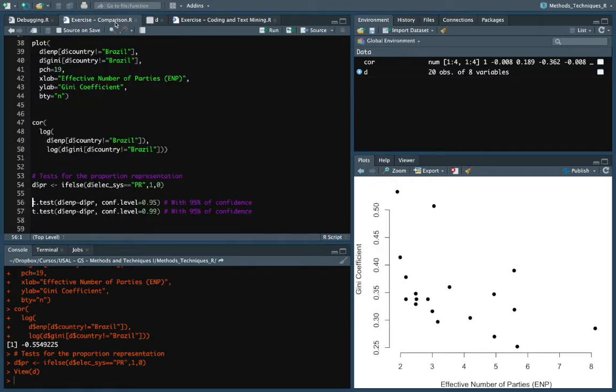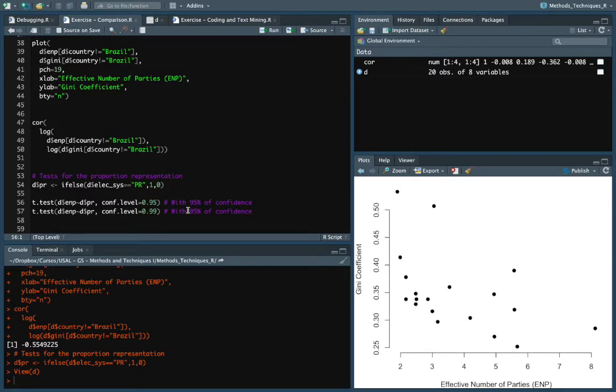And then I can use a hypothesis test. There is this test called t-test, student test, that can test the difference in means. So the question here is, do proportional representation countries present higher effective number of parties when compared to other systems?